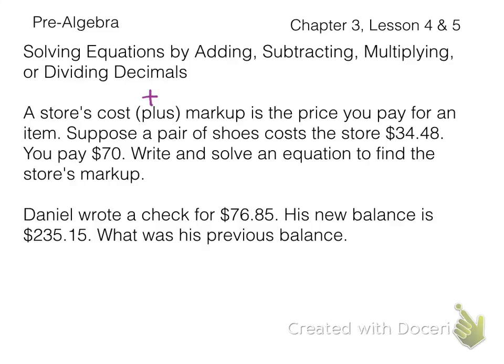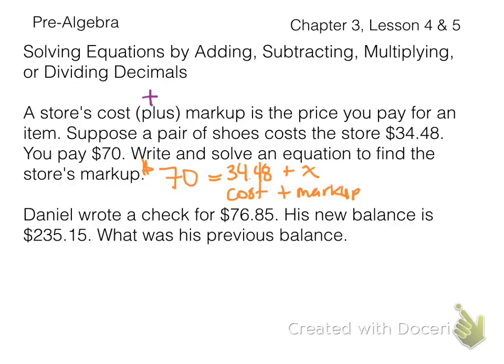All right, on to a word problem. A store's cost plus markup is the price you pay for an item. Suppose a pair of shoes cost at the store $34.48, and you pay $70. Write and solve an equation to find the store's markup. So, if we paid $70, that is equal to the cost of the store plus the markup. The only thing is we don't know the markup. But the cost was $34.48. The markup we don't know, so it's plus x. So now we need to solve for x.